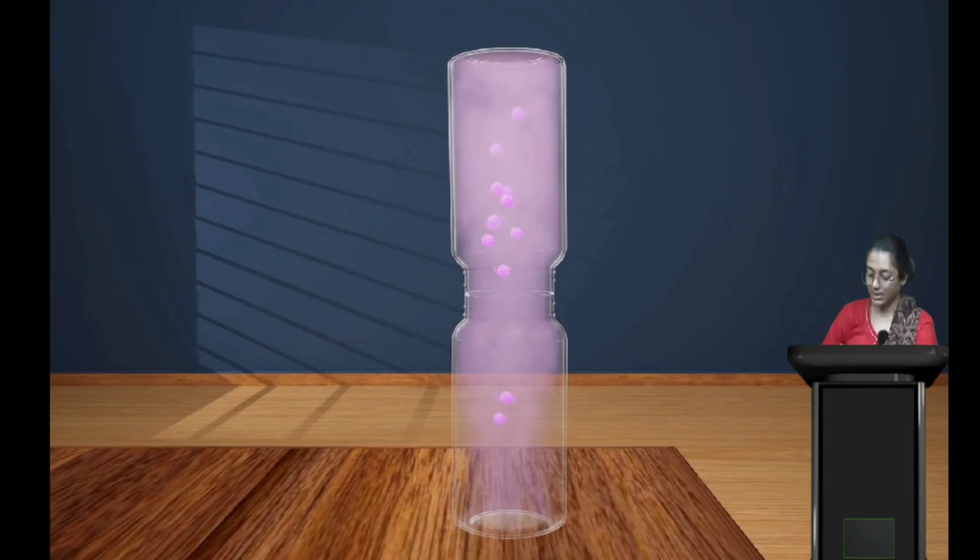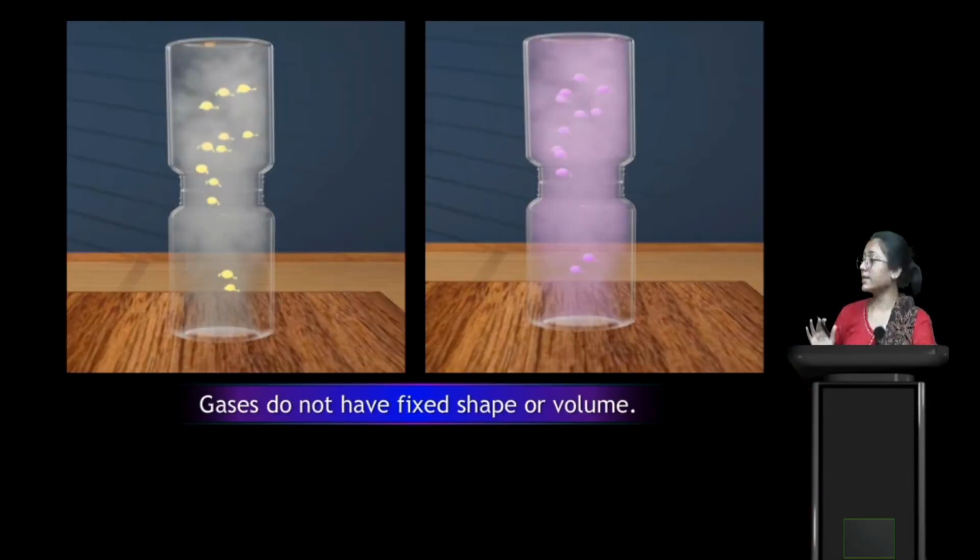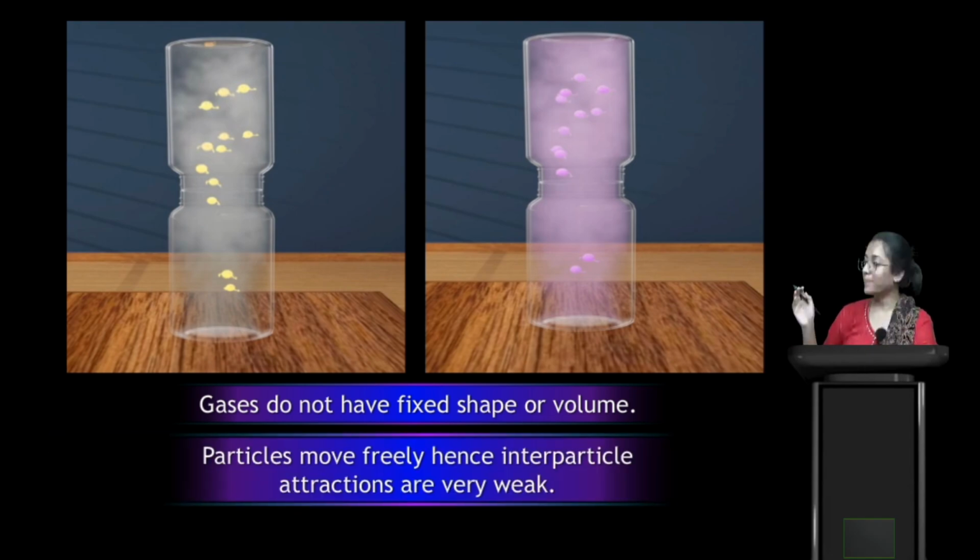So from this we can say that gases do not have a fixed shape or volume, and in gases the particles move freely. Hence, interparticle attractions are very weak. In gases, the interparticle interactions are very low. So first comes solid, which has the strongest bonds, then comes liquid, and after that the lowest attraction force is seen in gaseous substances.